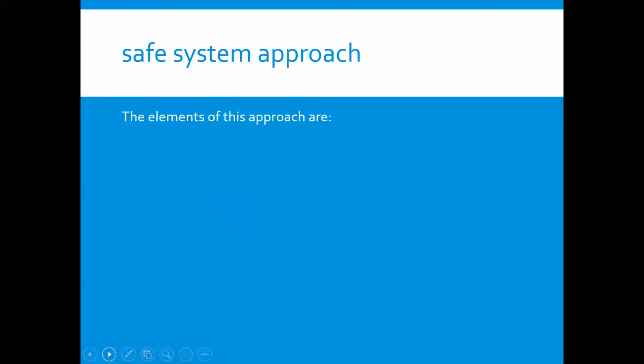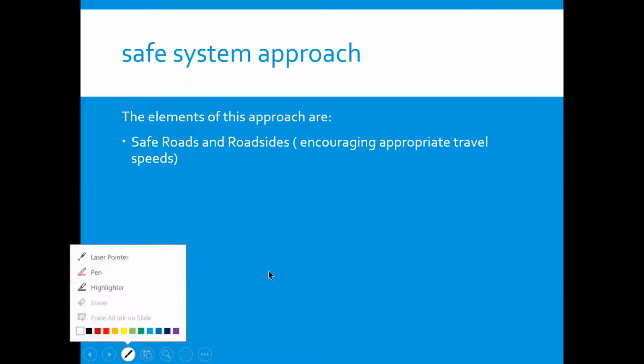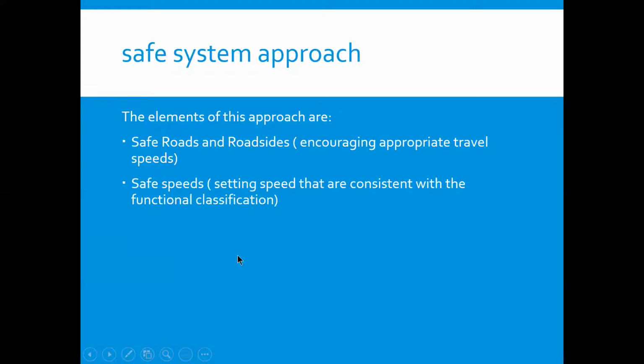The elements of the safe systems approach. Safe roads and roadsides, encouraging appropriate travel speed. Safe speeds, setting speeds that are consistent with the functional classification of the road.